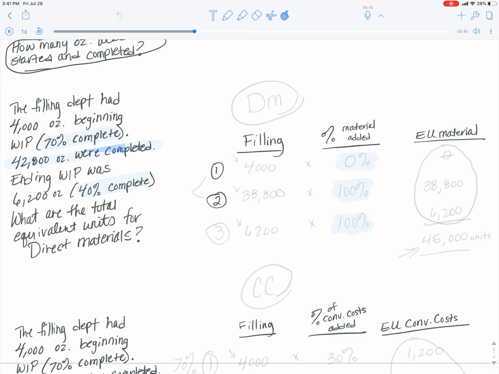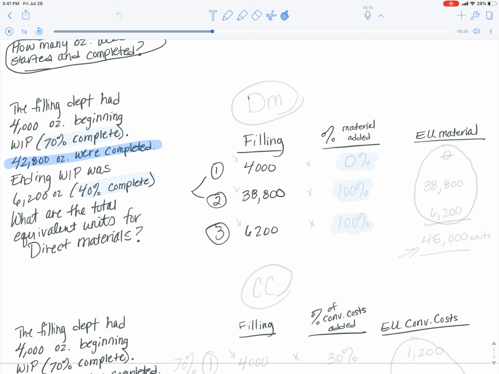So 1, 2, 3, and we're going to be in the filling department here. And we know that 4,000 ounces were in beginning work in process, and 42.8 were completed and transferred out. So we know that means 38.8 is group 2, because these two together is going to be what was completed. So they don't come right out and tell you what group 2 is, but you can figure it out because group 1 and 2 is what was completed. And then group 3 is given, 6,200 ounces. So we went through that just a few minutes ago.